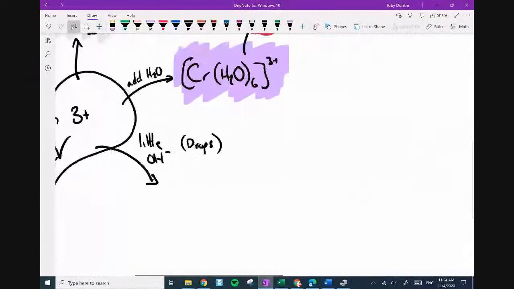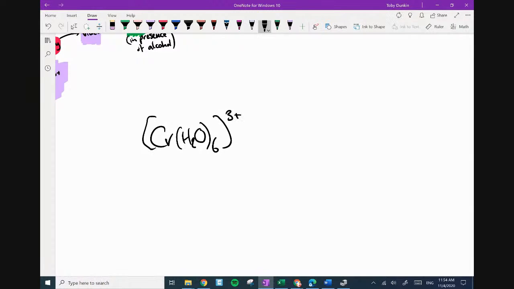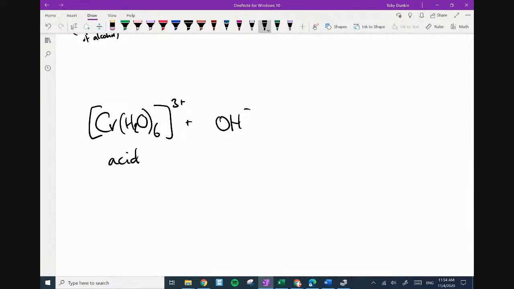Now what we need to do is look at the equation. So the chromium hexaaqua 3+ is going to act as an acid. Sorry about the square brackets, I'm going to try and improve those. The chromium aqua 3+ is going to act as an acid, and it's going to react with hydroxide ions. And the question is, on the chat, how many hydroxide ions is it going to react with?